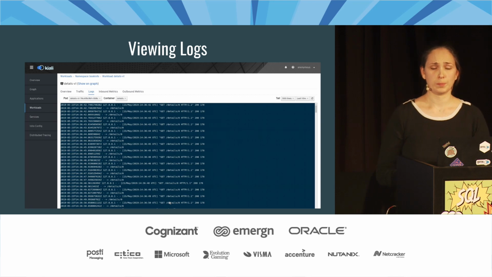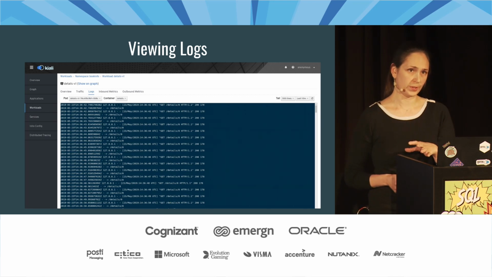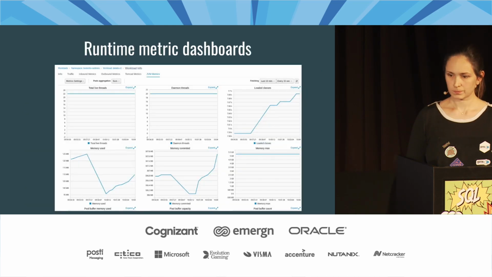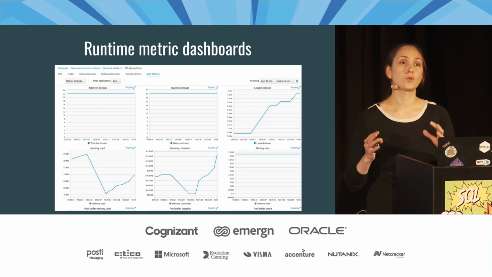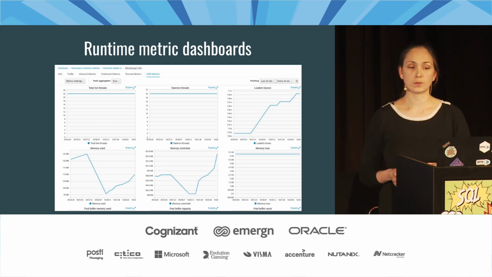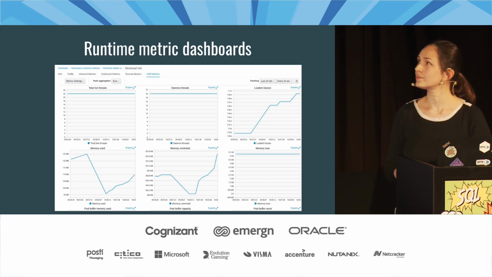Viewing logs is a new capability that was added recently, and you can select any pod and any container, including the proxy itself, and see the logs. Runtime metric dashboards is a nice feature. Those are tailored dashboards to the runtime in the container, for example, for JVM, for Tomcat, for Quarkus, and so on. And more custom dashboards can be added. There's documentation on the Kiali website on how to do it.